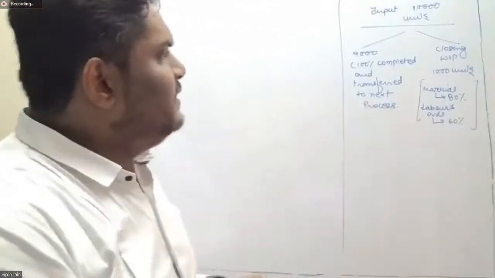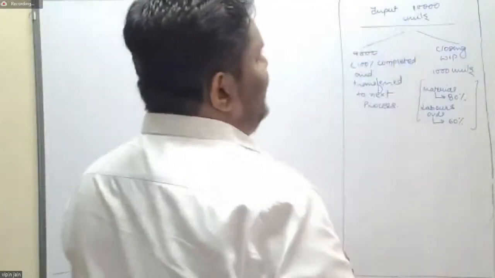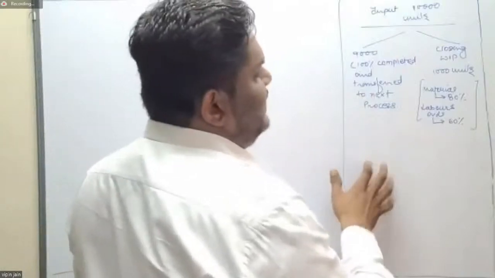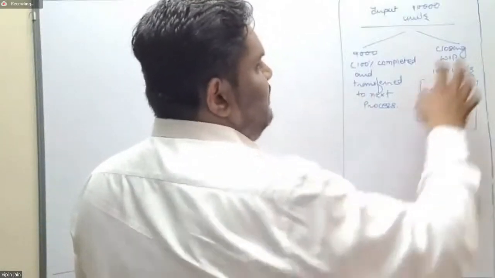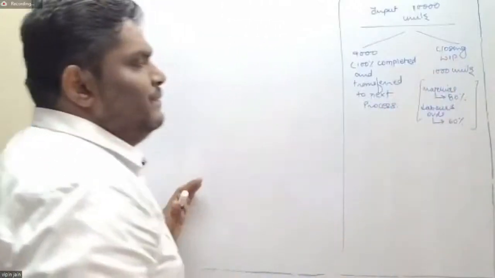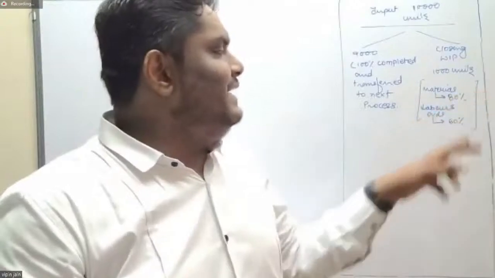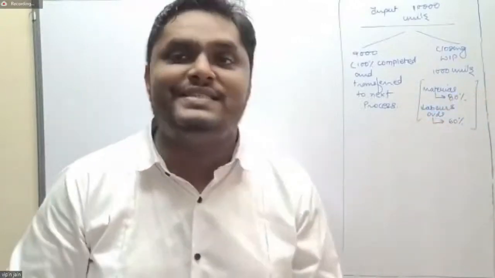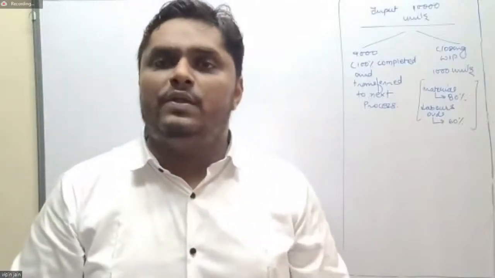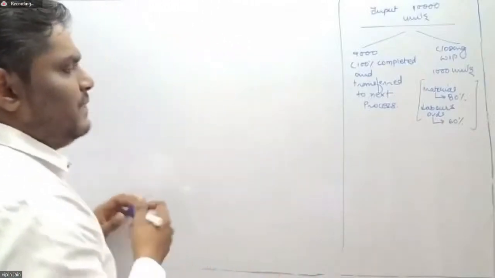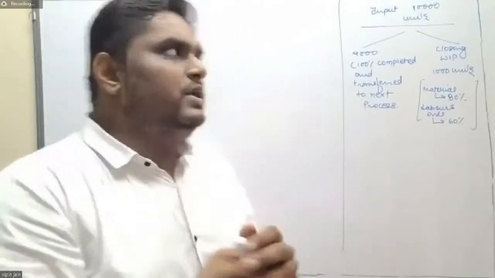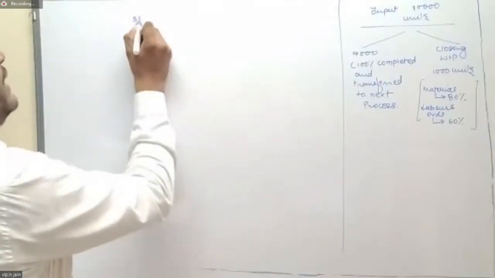Anyways, let's proceed further. There is a total input of 10,000 units. Out of this, 9,000 units were 100% completed and transferred to the next process. When talking about closing work in progress, we were left with 1,000 units. Material is 80% complete, and labor is 60% complete. Now, we have to first calculate the cost per unit. Very simple, guys. Again the same concept, but in a systematic way we will be discussing. So we will be preparing a statement of equivalent number of units.